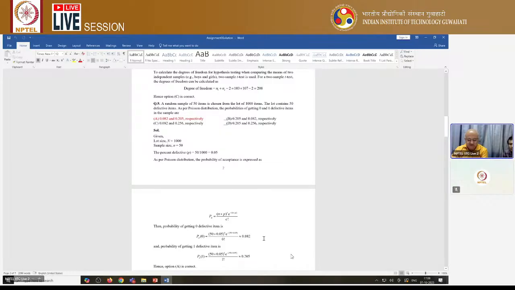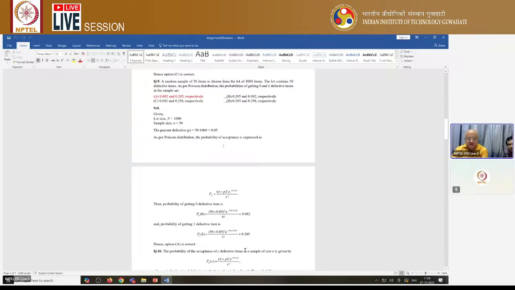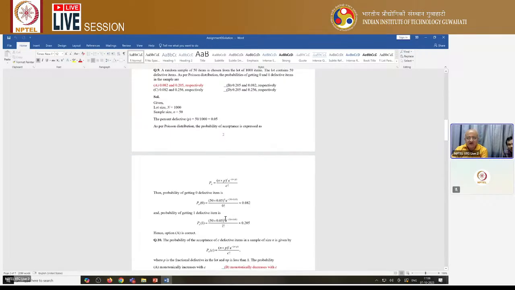So I am getting a very small amount. What is the probability of one defective item? 50 into 0.05 to the power 1 by factorial 1. This is this one. Okay. What is the probability of getting two defective items? That will also come, if you put that type of thing. Then the probability of getting three defective items, so it is like that.